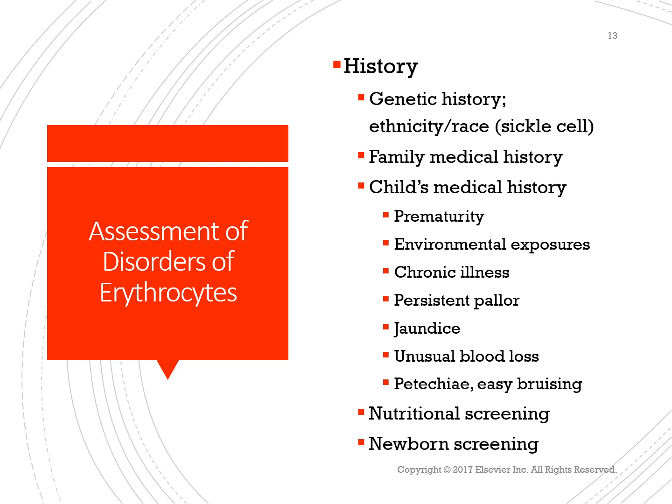So when we are assessing in relation to disorders of erythrocytes, we're going to make sure that we get a really good history, because a lot of times our history is going to clue us in as to what we're looking for if we're concerned about a hematologic disorder. So we definitely look at our genetic history. We look at our ethnicity and race, because we're concerned about things like sickle cell and beta thalassemia. We're going to look at family medical history, because obviously a lot of these are hereditary. We're going to look at the child's medical history because, again, prematurity is a big risk factor for anemia.